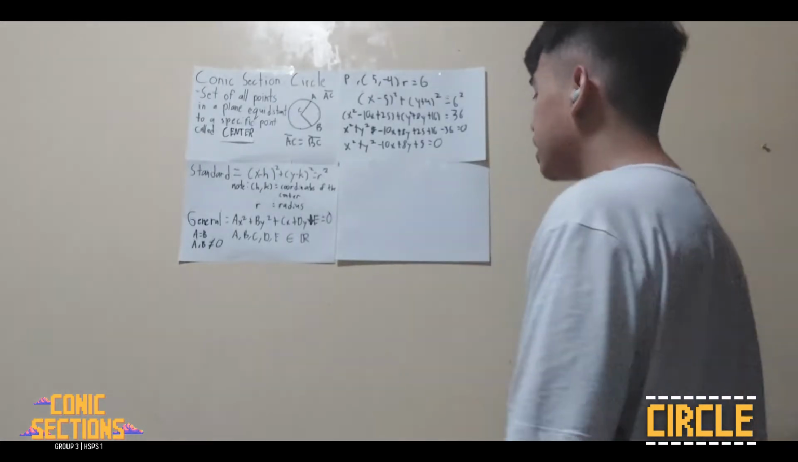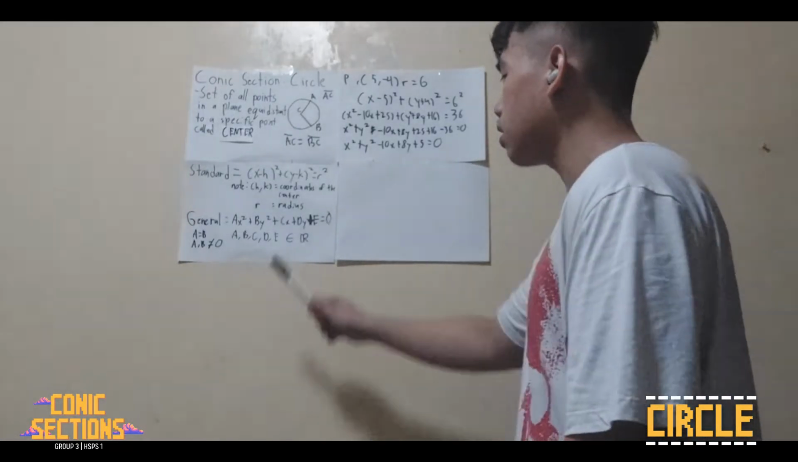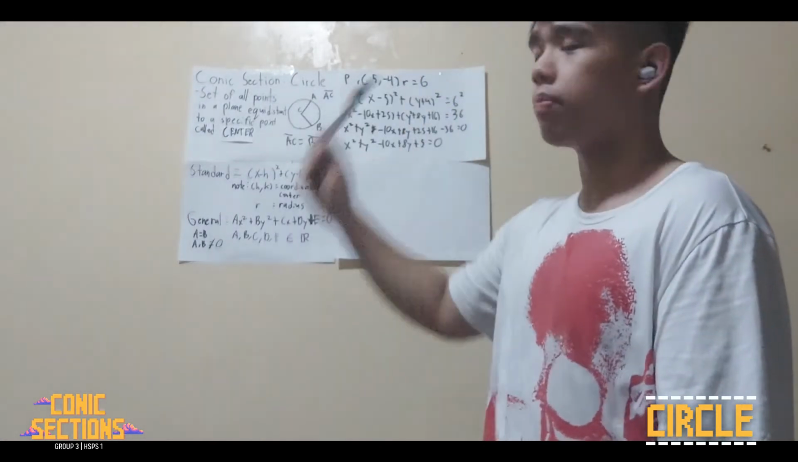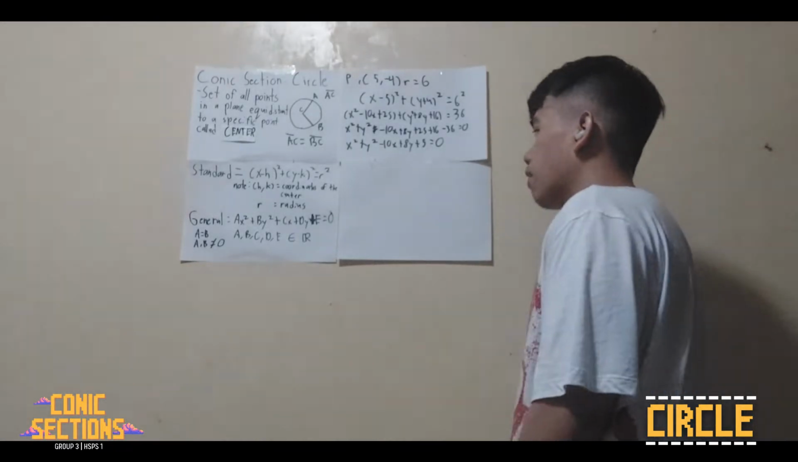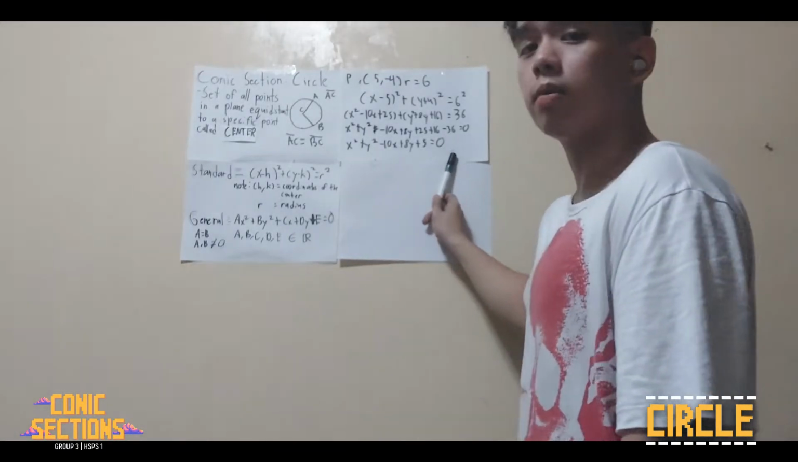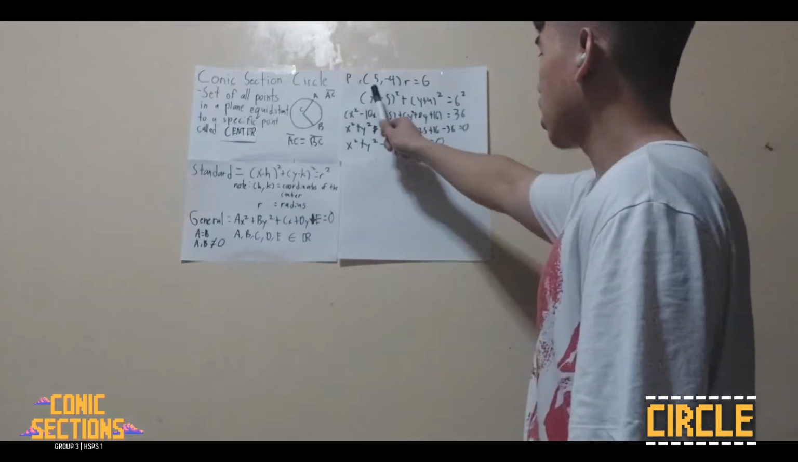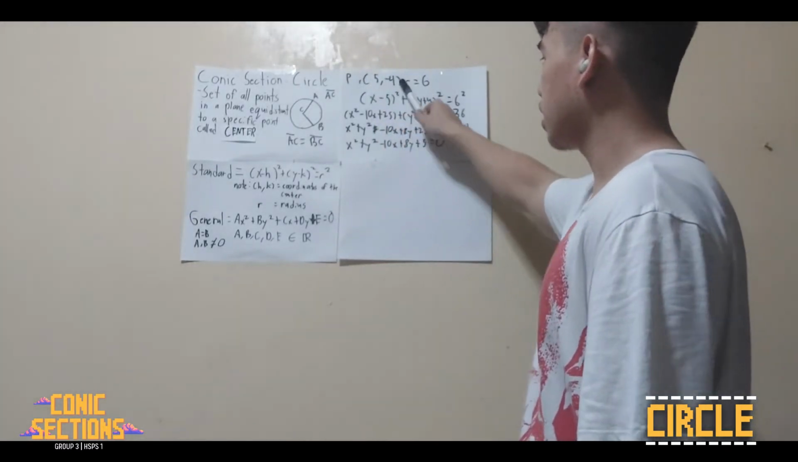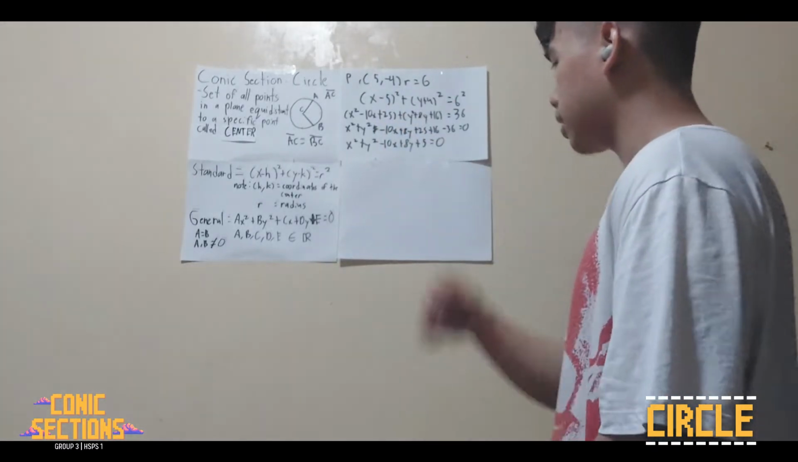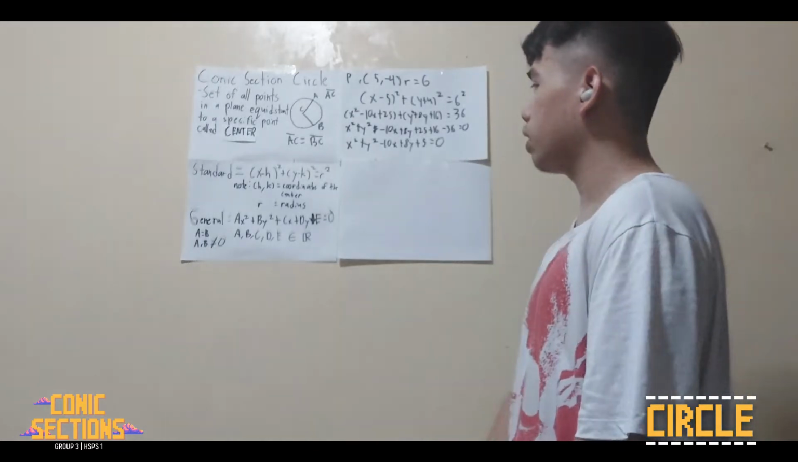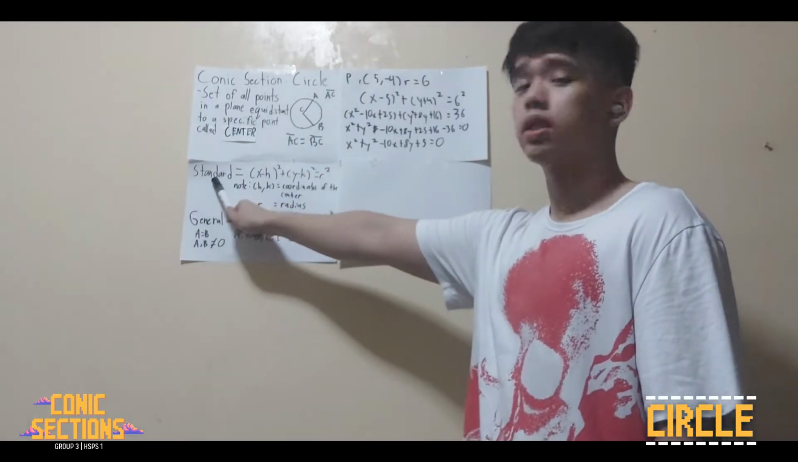Okay, so now I will be teaching you how to get the general equation given its properties. So it's very basic and I have used the same example from the previous lesson. So now the given is 5, negative 4, and the radius of 6. So now what we need to do is we have to look at the formula for the standard equation.